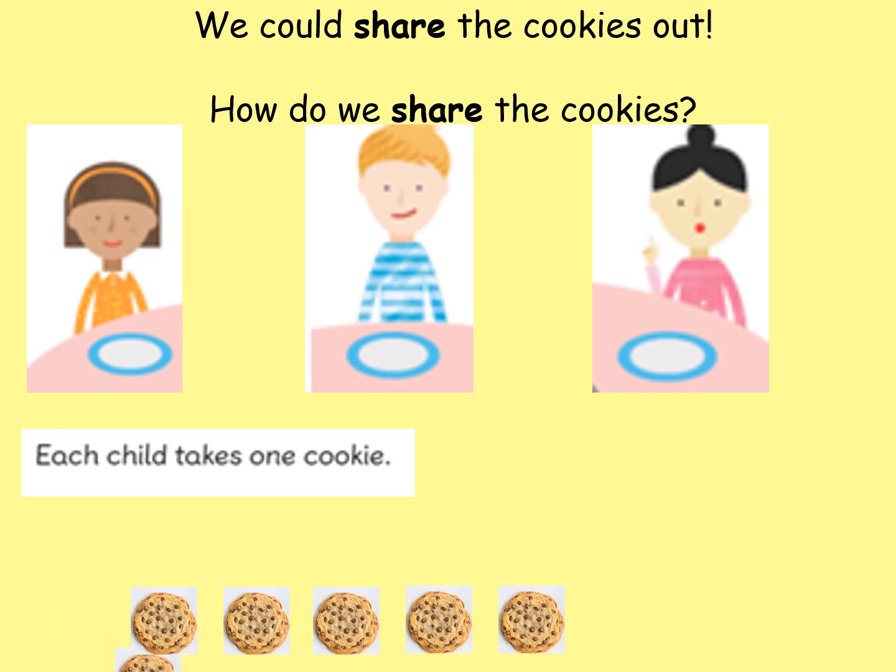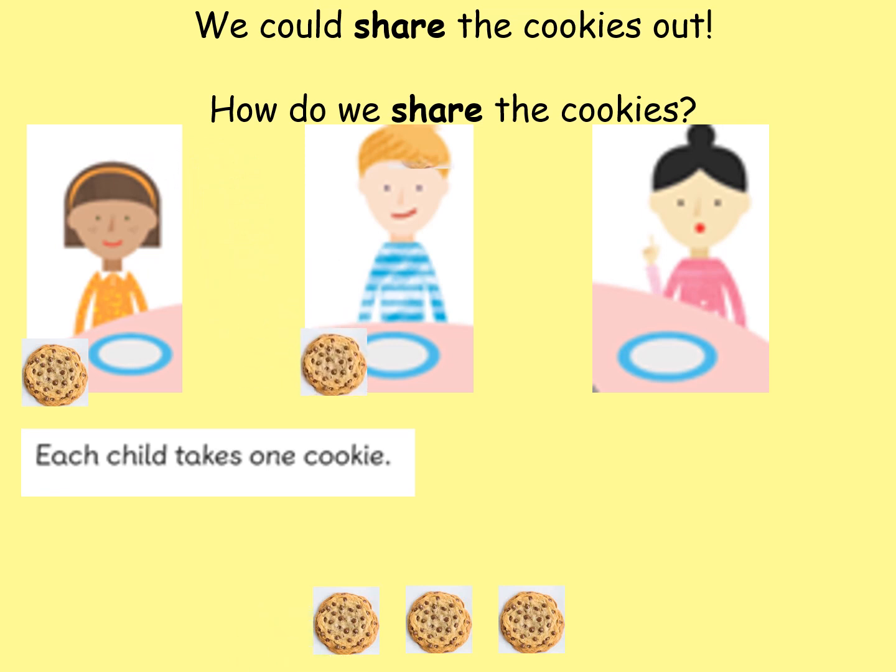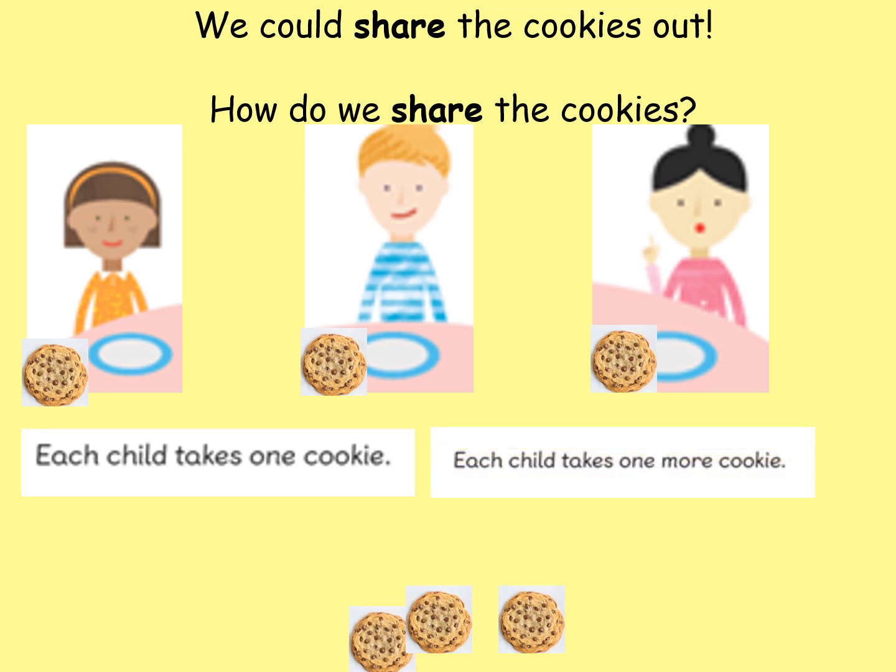Okay, so let's watch that happen. That cookie goes, and I give it to this young lady. The next cookie goes to the young man. The next cookie goes to the young lady. Now they each have 1 cookie, but we've still got 3 cookies left. So we could share those cookies out. But we have to make sure, children, that at the end, the children must have an equal number of cookies. They must have the same number of cookies. So this cookie goes to that young lady.